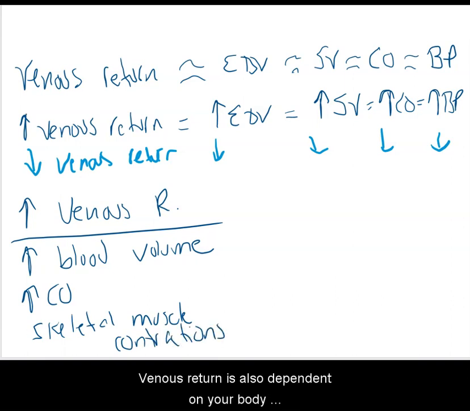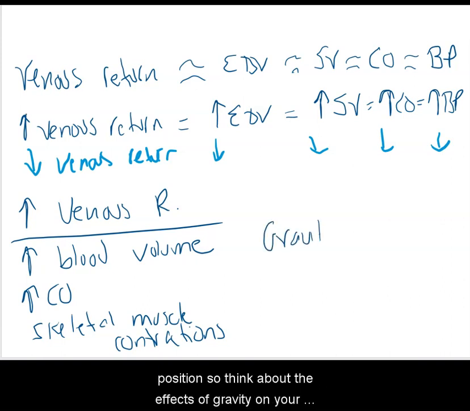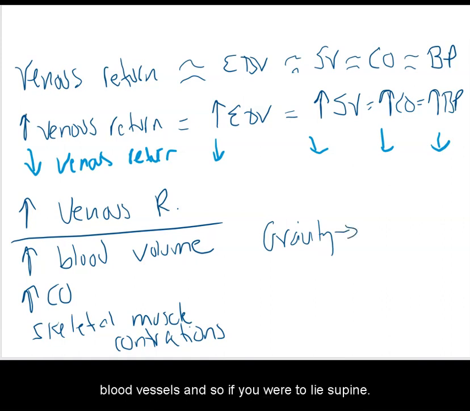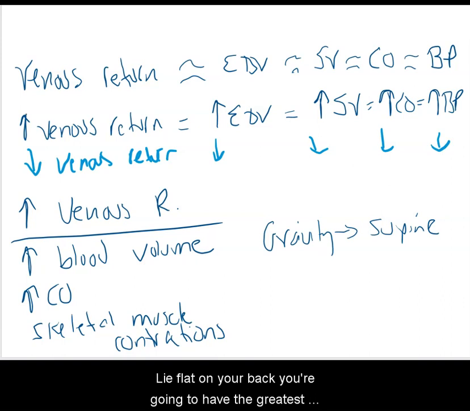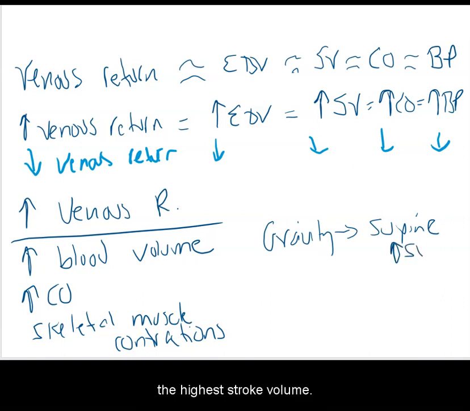Well, venous return is also dependent on your body position. So think about the effects of gravity on your blood vessels. And so if you were to lie supine, lie flat on your back, you're going to have the greatest venous return because you're lying down and gravity isn't impeding it. When you stand up, your blood has to work against gravity to get back to your heart. So when we are supine, we have the greatest venous return, which means we have the highest stroke volume.